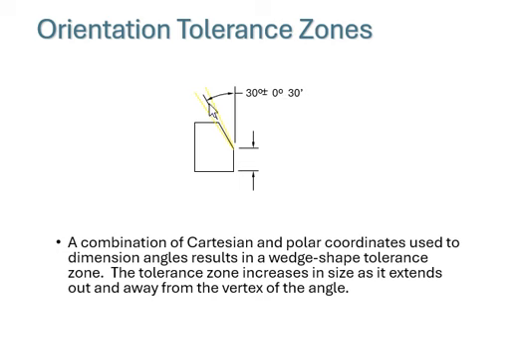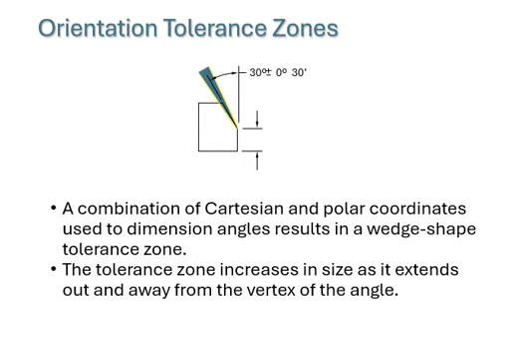So that is what it's saying, and the range is going to be like that. And that range we call the tolerance zone. And here, since we're measuring by using the polar coordinates, we call that the polar tolerance. It looks like a little wedge shape like this because it extends out and away from the vertex of that angle. So now this is the same thing as in here.